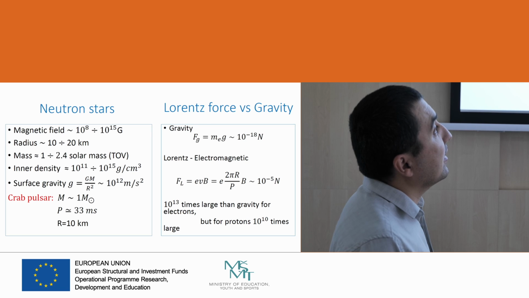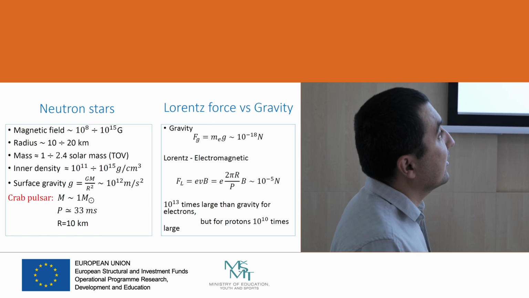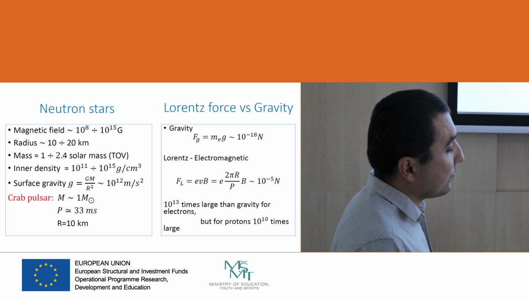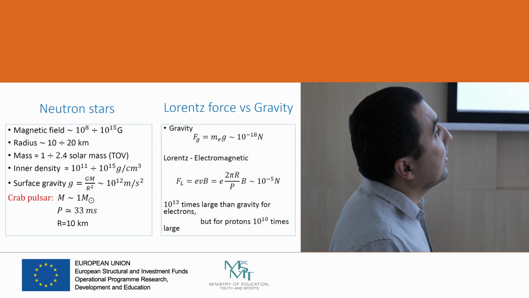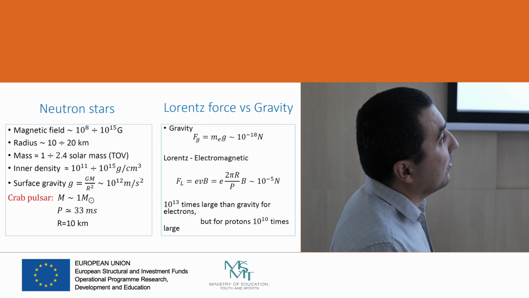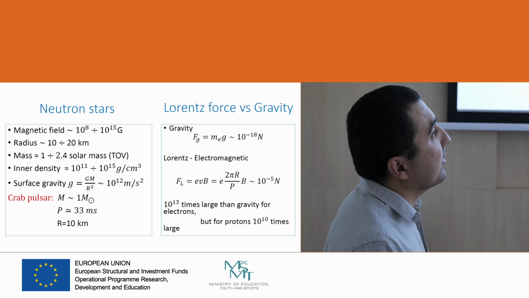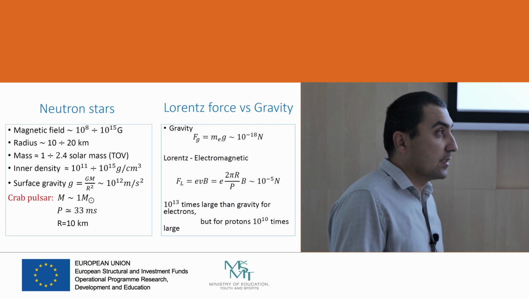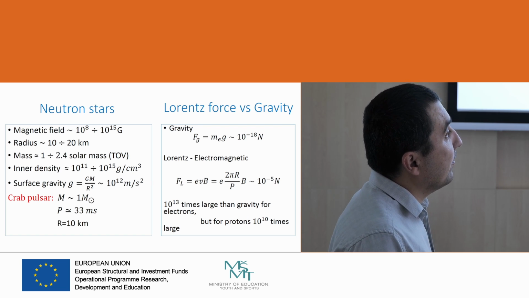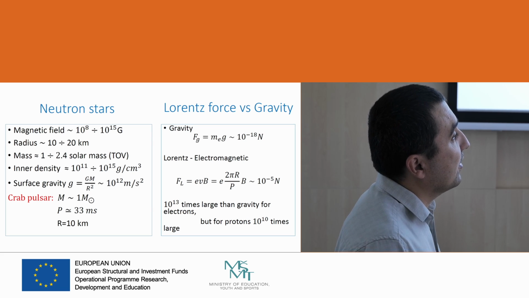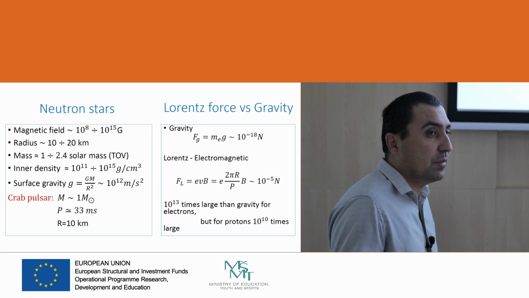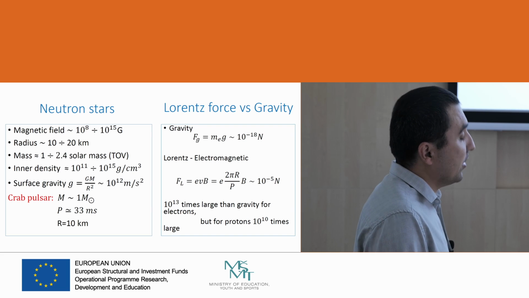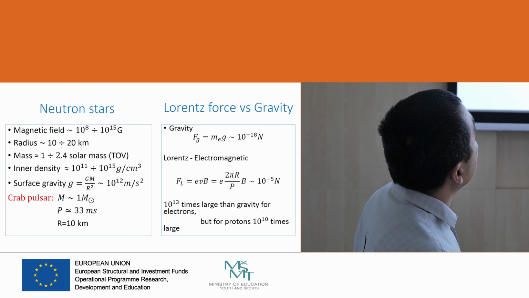We can compare the gravity and the Lorentz forces on the electron. For example, we can easily calculate approximately that gravity is 10^-18 Newton, and the electromagnetic forces are more than 10^13 times larger than gravity forces for electrons. It is 10^10 billion times larger for protons. It is just estimations.